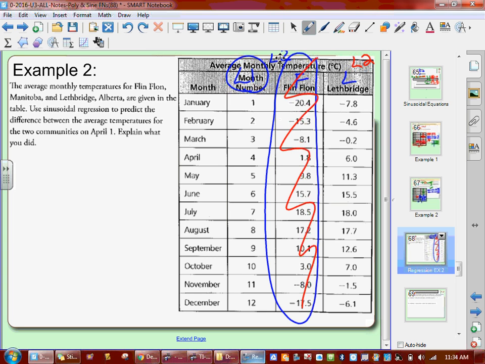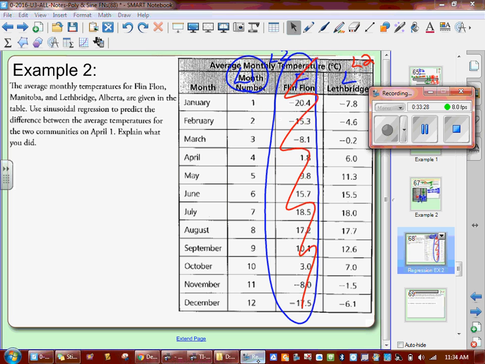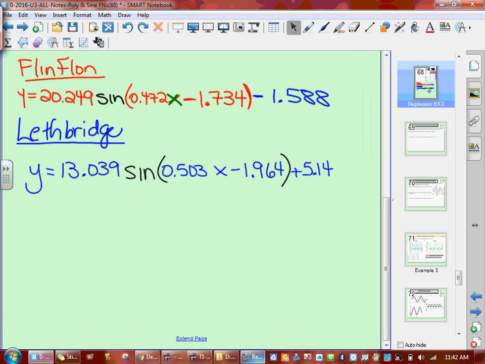Okay, here's our 2 equations that we got. On April 1st, for our 4th month, it wants to know our average temperatures. Well, if we look on our chart, the chart was 1.8 and 6.0. So the average temperature for Flin Flon was 1.8. So it's nearly freezing. And Lethbridge was 6.0. So it was quite a bit warmer.